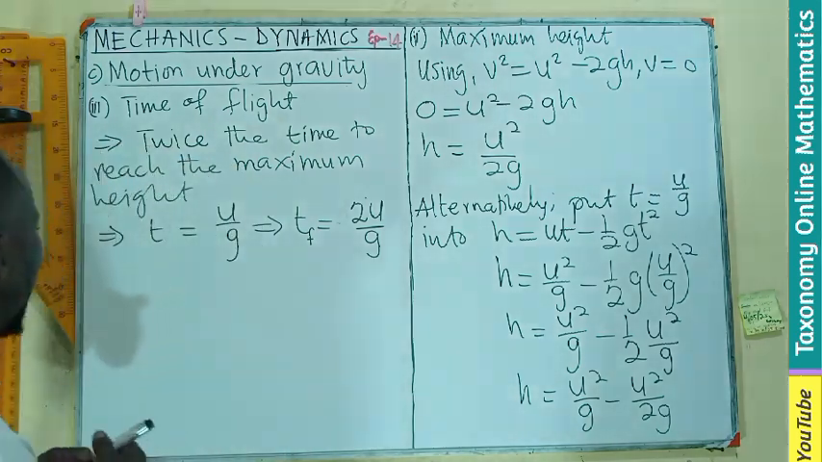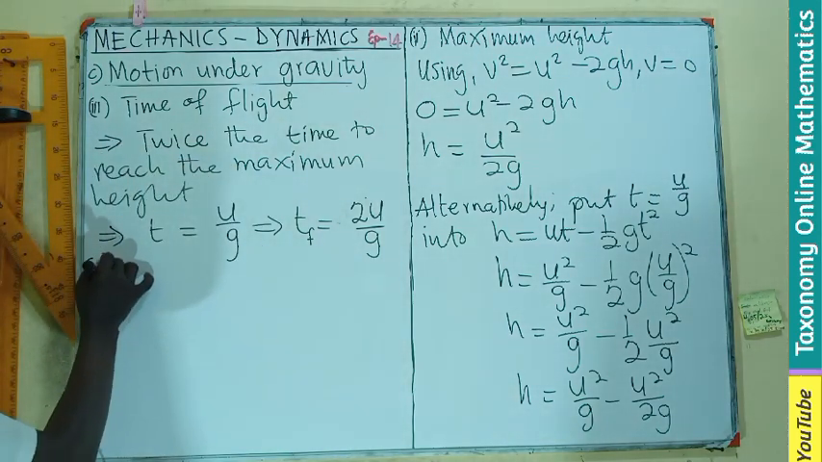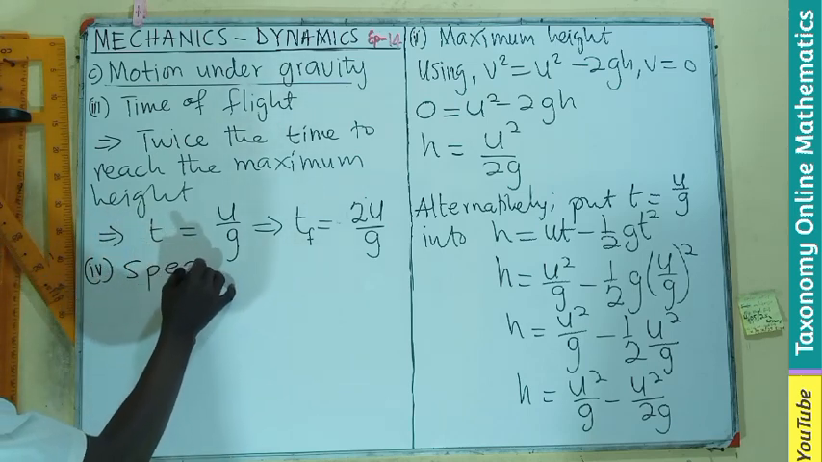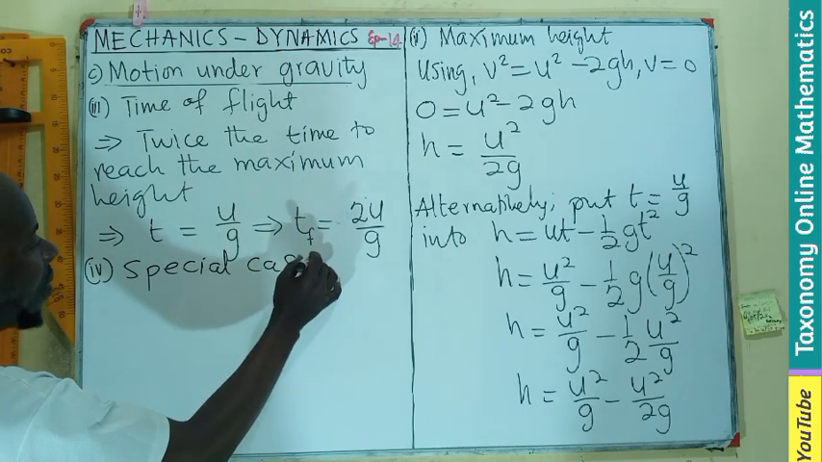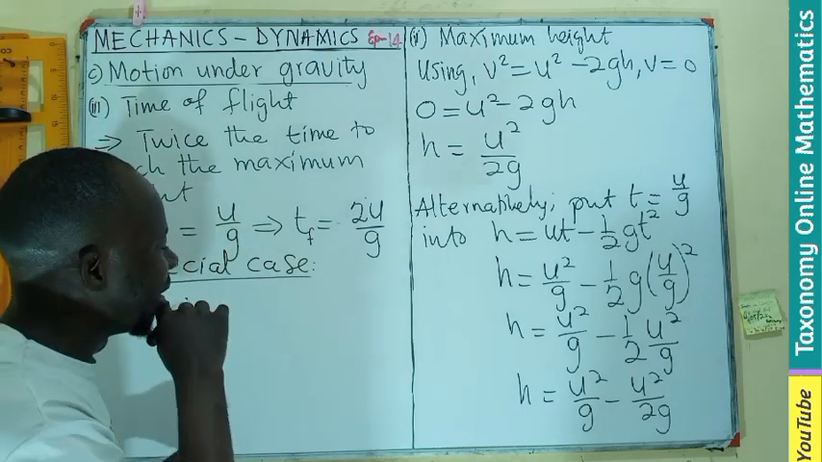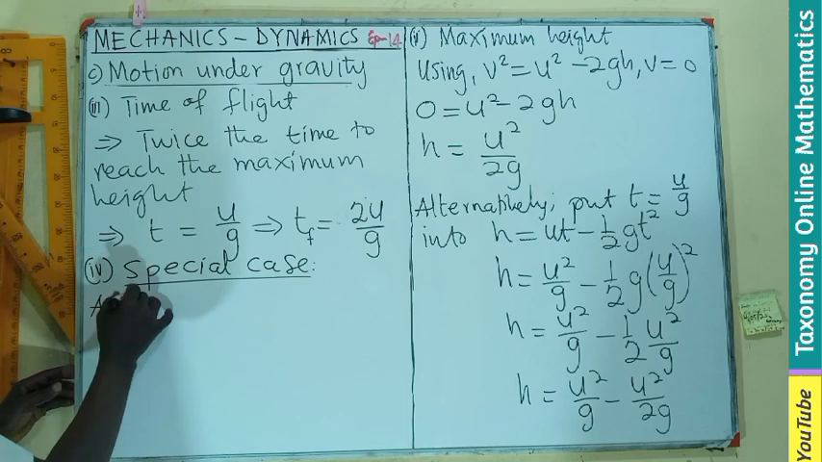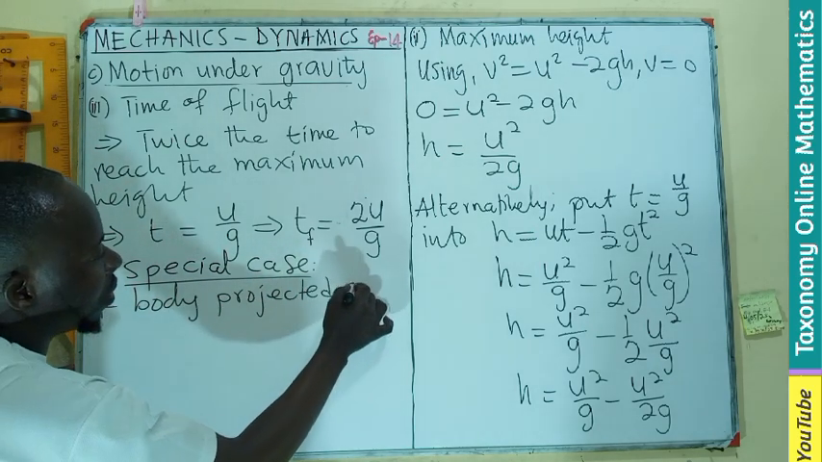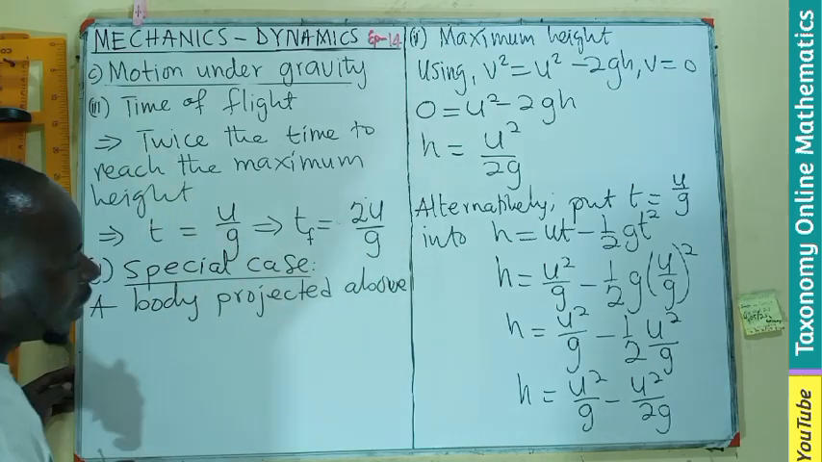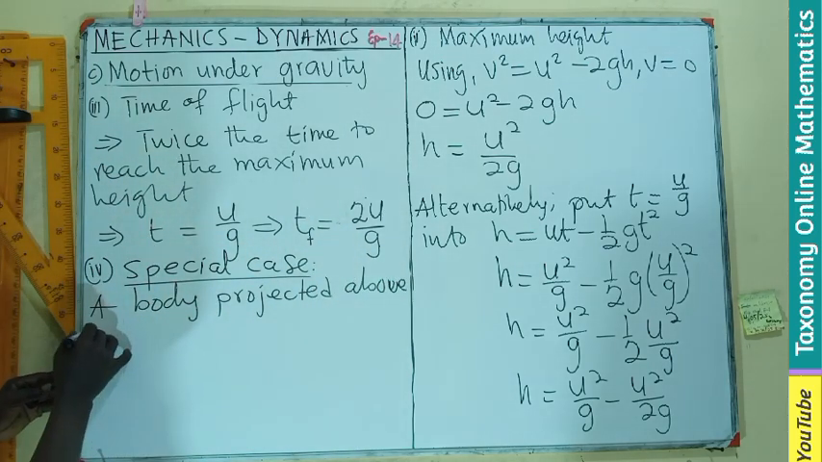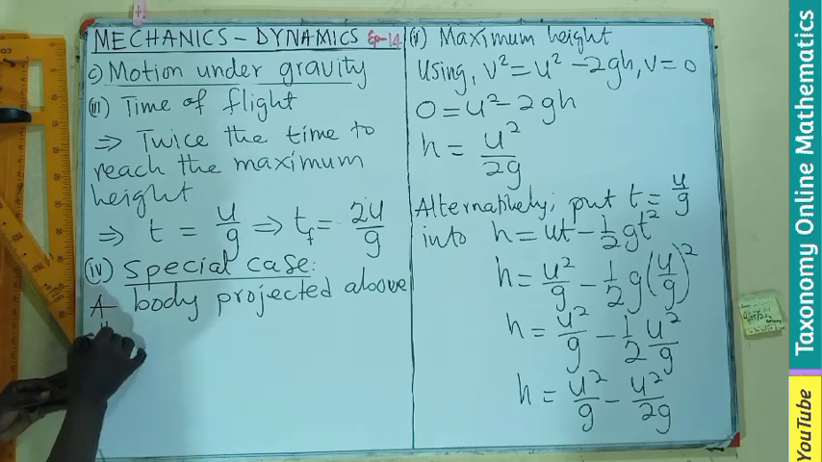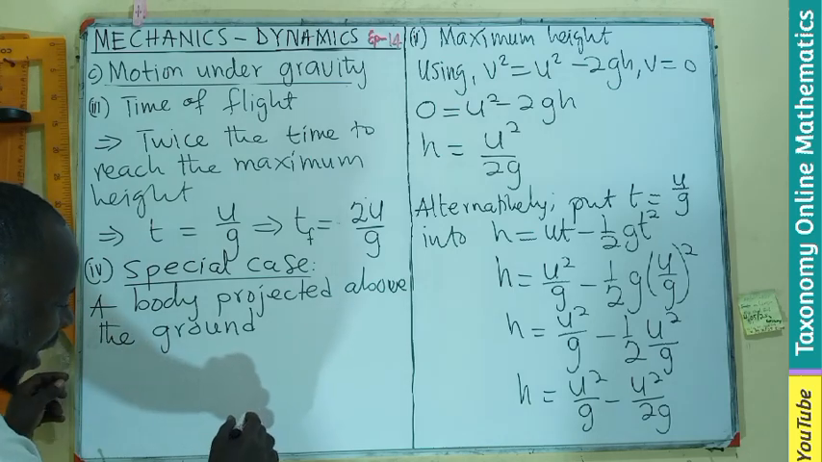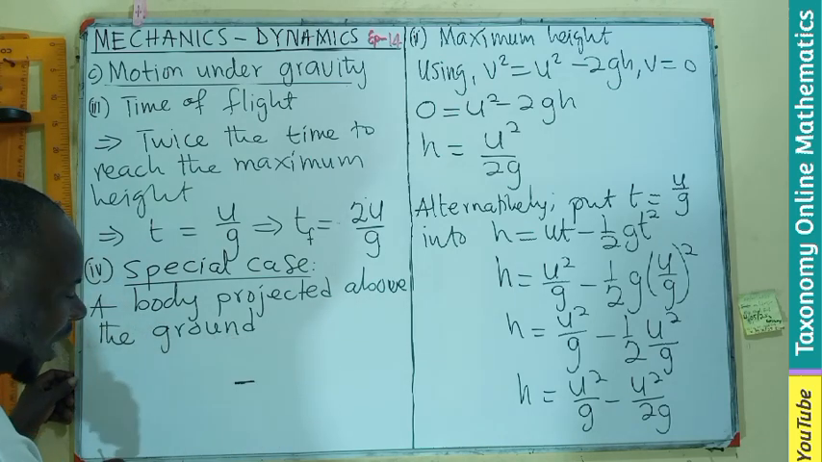So let's go for the final one, which is the special case, where we have what? Let me just say special case and see how I can spell the sentence for that. Let's say a body which is projected above, what is it going to be? Above what? A ground. Or I say a ground or the ground. So let's say we have, there's a height here.